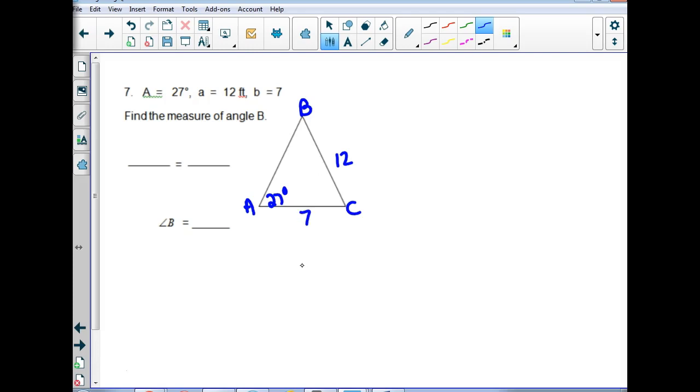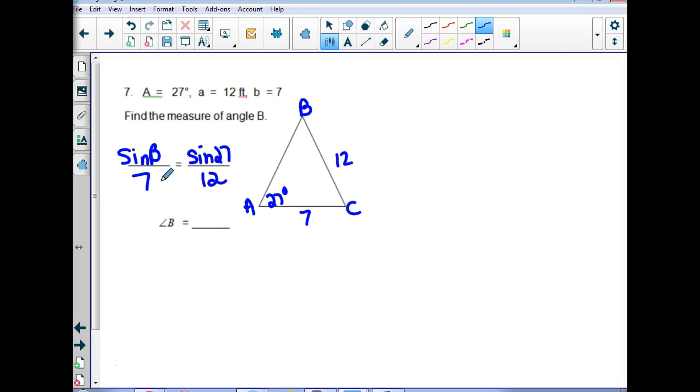Now, I only have two sides. So continuing to find the measure of angle B, we would be saying this would be law of sines because we have an angle and a side opposite it. We want to find angle B, and we have the side opposite it. So sine of B is to 7 as the sine of 27 is to 12.